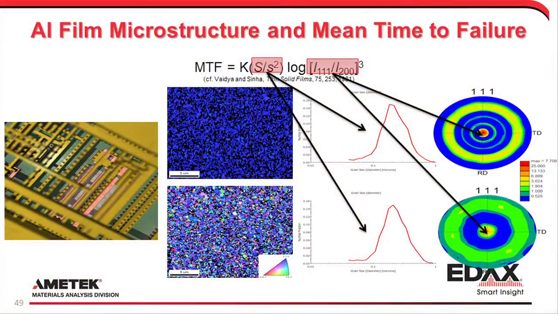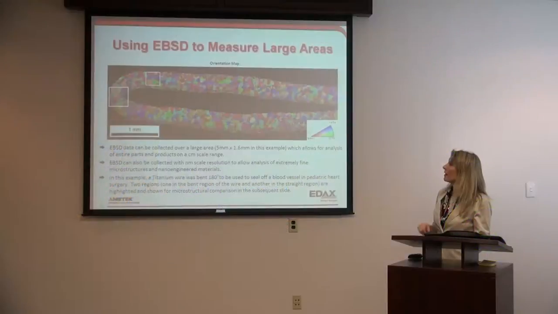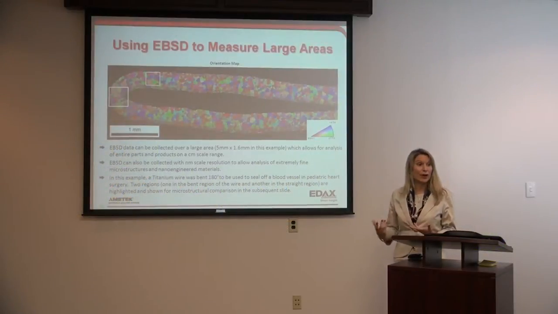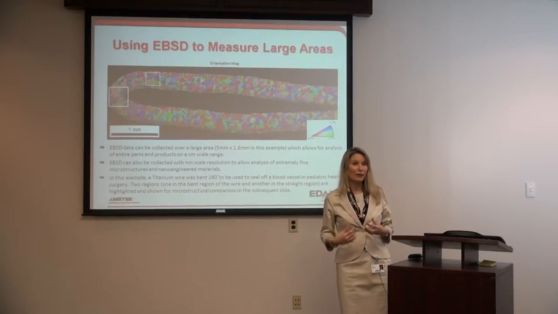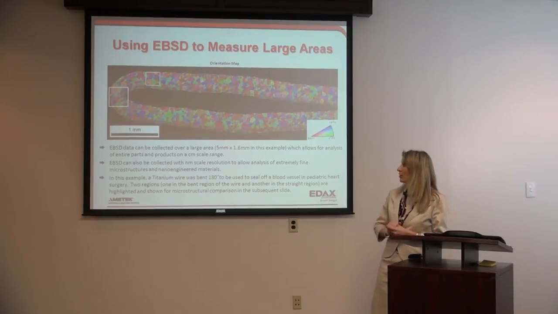And we use our EBSD tools to both visualize the microstructure as well as provide quantitative analysis, things like grain size diameter and the difference between the two, as well as the microtexture or the lining up of the orientations. And so that's an example of electronics, but we also use EBSD for mechanical understanding or physical changes.